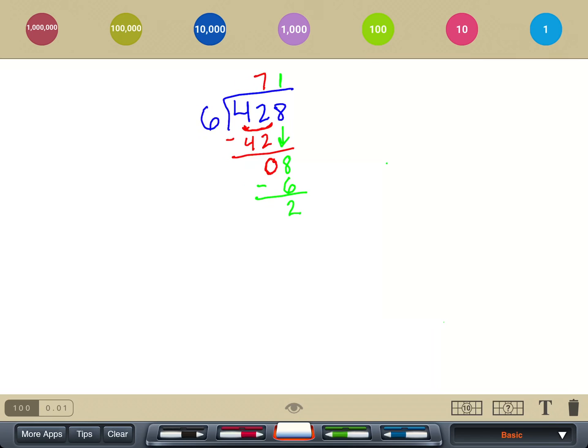Now, before yesterday's lesson, you would have said, oh, the answer is 71, remainder 2. And if you remember what our estimate was on the last screen, we thought it should be about 70. So that's pretty close. So far, so good. But now that you know about decimals, you know that we don't need to stop there. So we're going to add a 0.